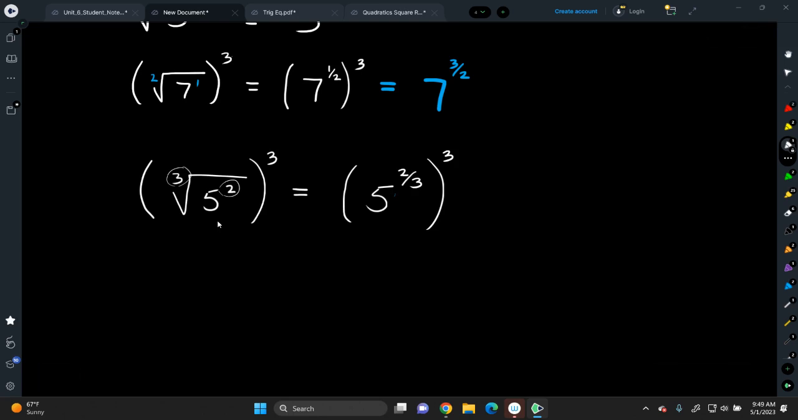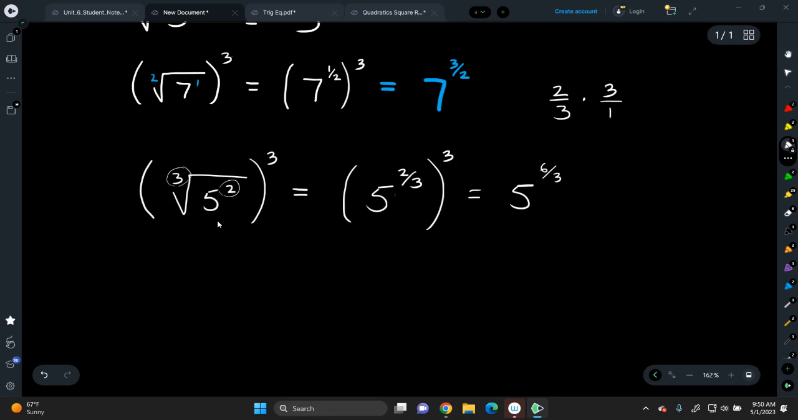Wait, so why did we multiply it like the problem before, but not this? Just because we haven't gotten there yet, that's all. We're going to multiply it now. Good question. Isn't it to the 6/3, basically 2? So we multiply 2/3 times 3, right? That's actually 3 over 1, right? Yes. So we multiply straight across. So this becomes 5 to the power of 6 over 3. And 6 over 3 is 2. And 5 squared is 25. Good.